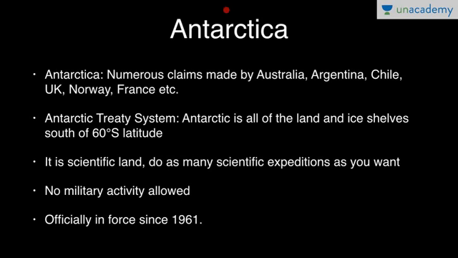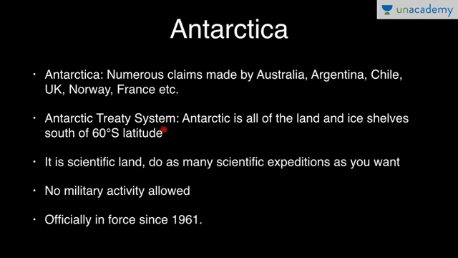Now Antarctica, the final continent. See, Antarctica cannot be claimed by any nation on this planet because of the Antarctic Treaty System. Although there were numerous claims made by Australia, so it is called the Australian Antarctic, the Argentine Antarctic, Chile. These obviously will make claims because they are very close to Antarctica, right? But the UK, Norway, France, in the World War II era, there were a lot of scientific and military expeditions sent to Antarctica to test various theories, and various practicals were conducted, etc.